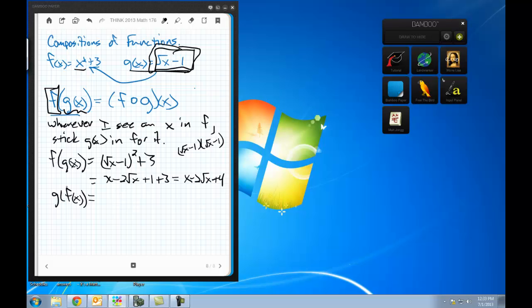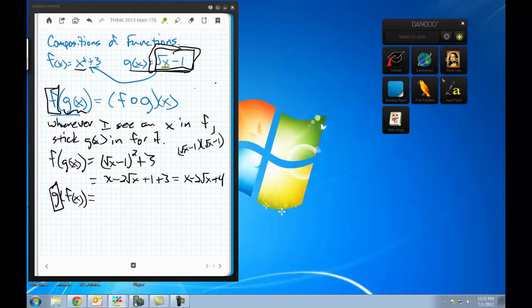Well, because the dominant rule has changed. The dominant rule is g. G wins. It says, okay, this literally says, wherever I see an x in g, let me change colors. Wherever I see an x in g, there's an x right there. Stick f of x in now.